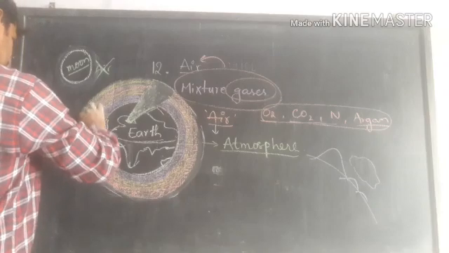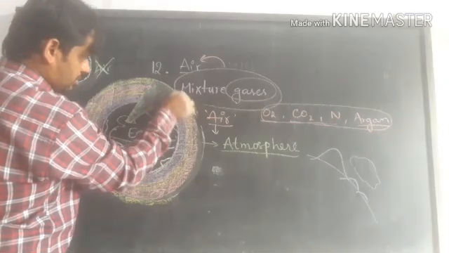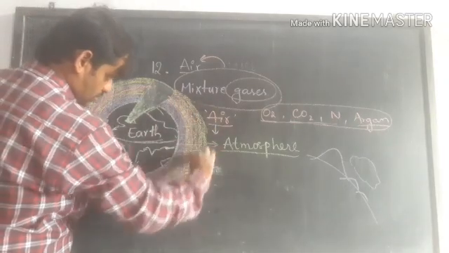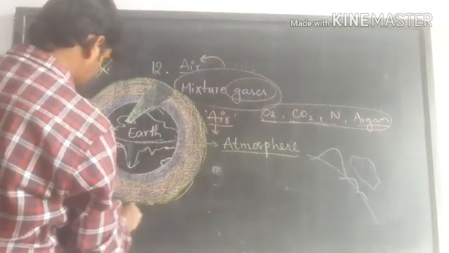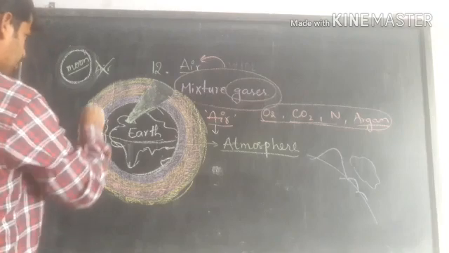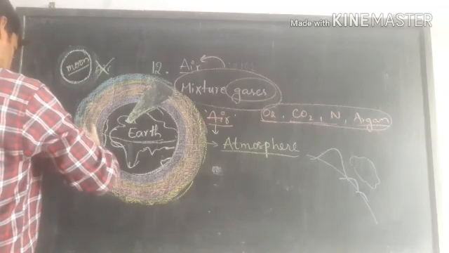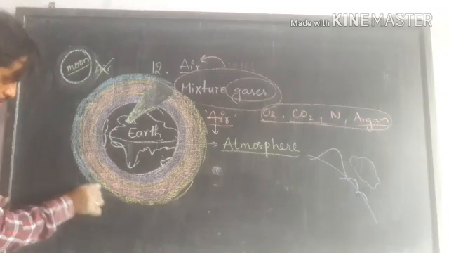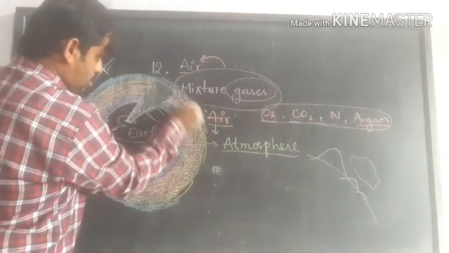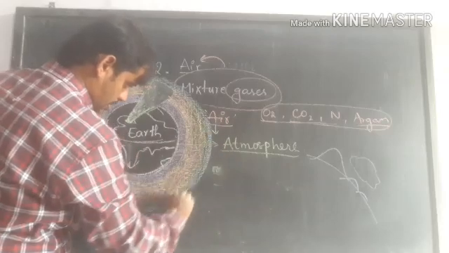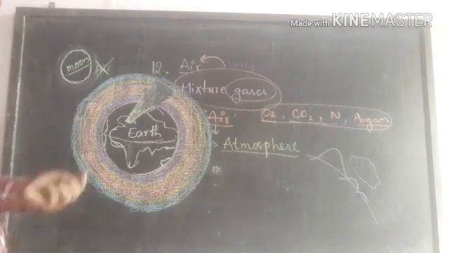This is the fourth layer around the earth. The yellow colored one is the fourth layer. And finally the fifth layer. So these are the 5 layers that are present around the earth.